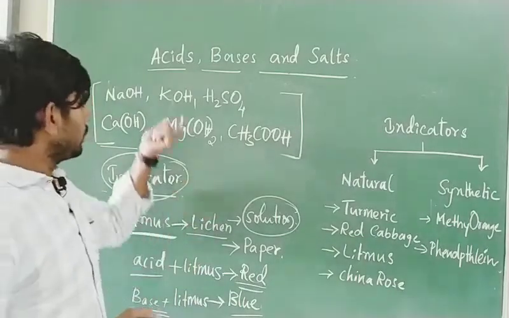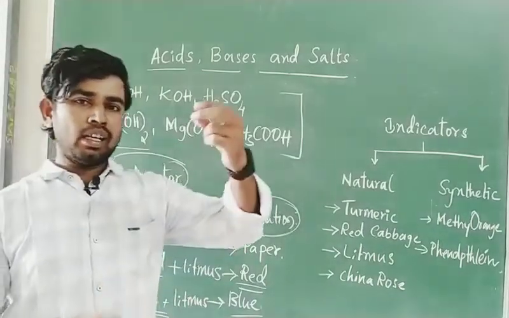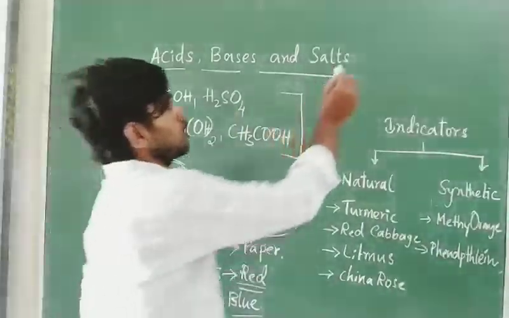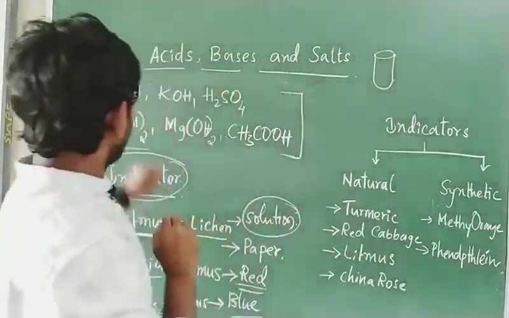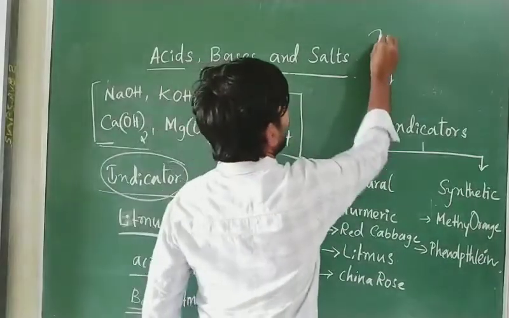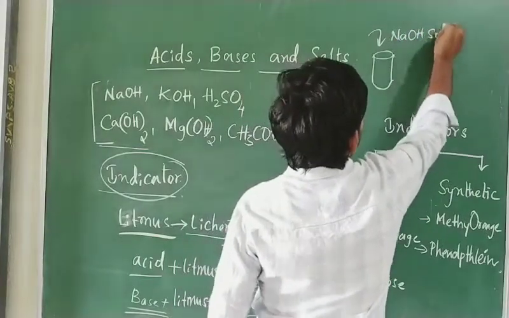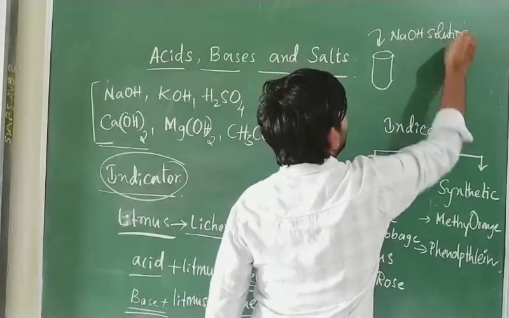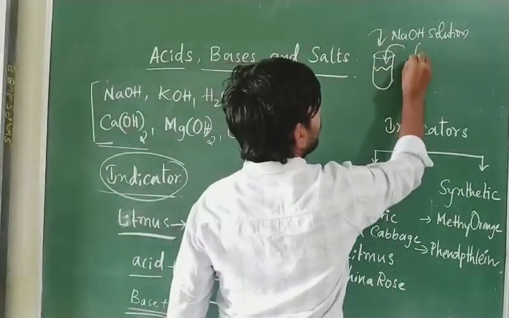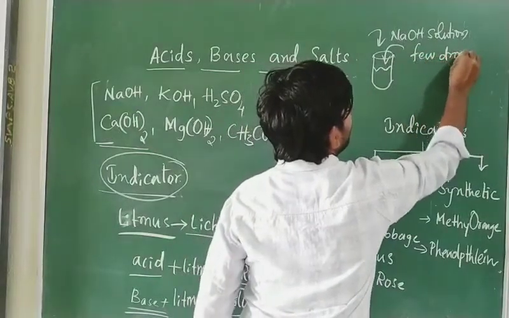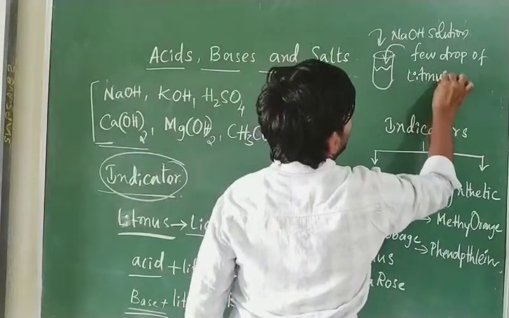We are taking a solution of the respective substance, and we are taking a few drops of litmus in a test tube. I will take a test tube here and I will add NaOH solution. I will add NaOH solution in a test tube. And to this one I will add a few drops of litmus solution.